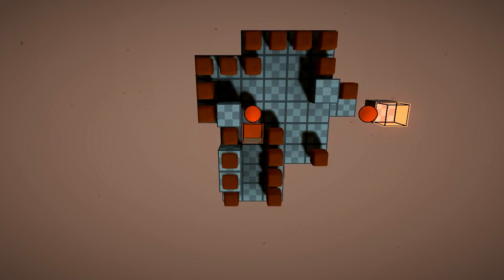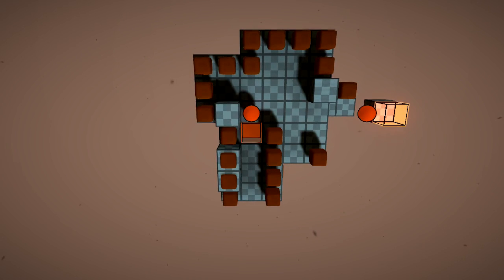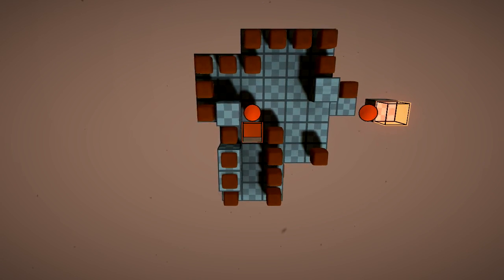What just happened is, because you pushed it from the left side, it didn't fall into the hole. It stayed on that surface.